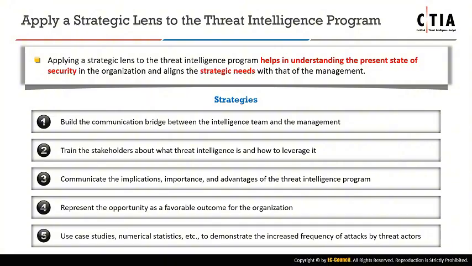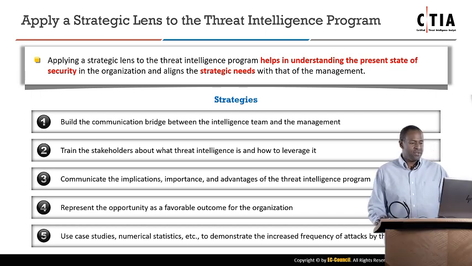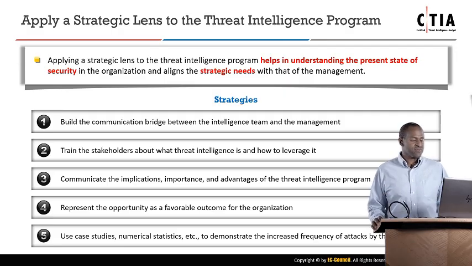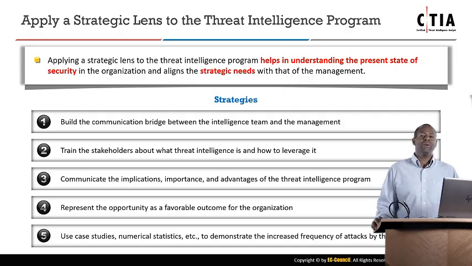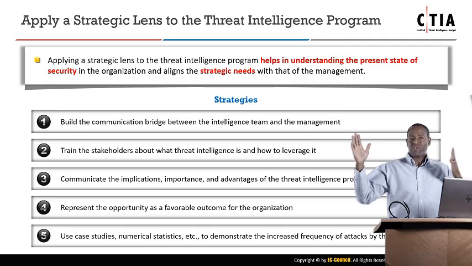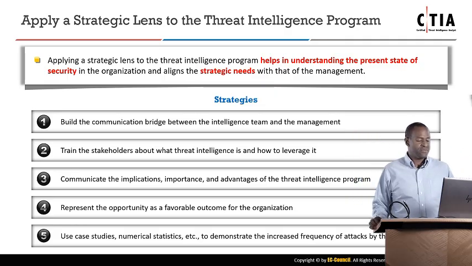So let's talk about applying a strategic lens to the threat intelligence program. This helps us to understand the present state of security in the organization and align the strategic needs of the organization with that of management. So what we want to do is have a look at the organization overall, where it's supposed to be, and make sure that we're on that path.